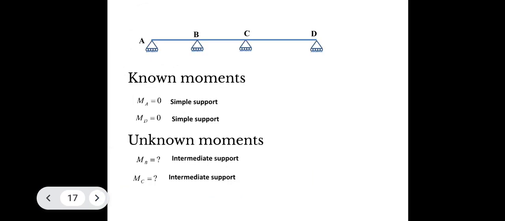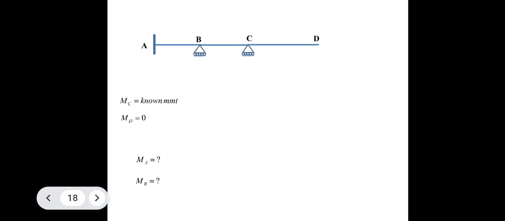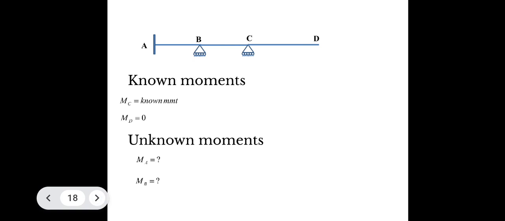Now here we should also understand that for a simple support the moment is 0, and for an intermediate or continuous support we need to determine the moment. You can observe here that supports A and D are simple, so the moment is 0, whereas we have to calculate the moment at support B as well as support C. In this case support A is fixed, where the moment is not known to us, but support C is an overhang where we know the moment or it can be calculated. So those are some important points you must know.